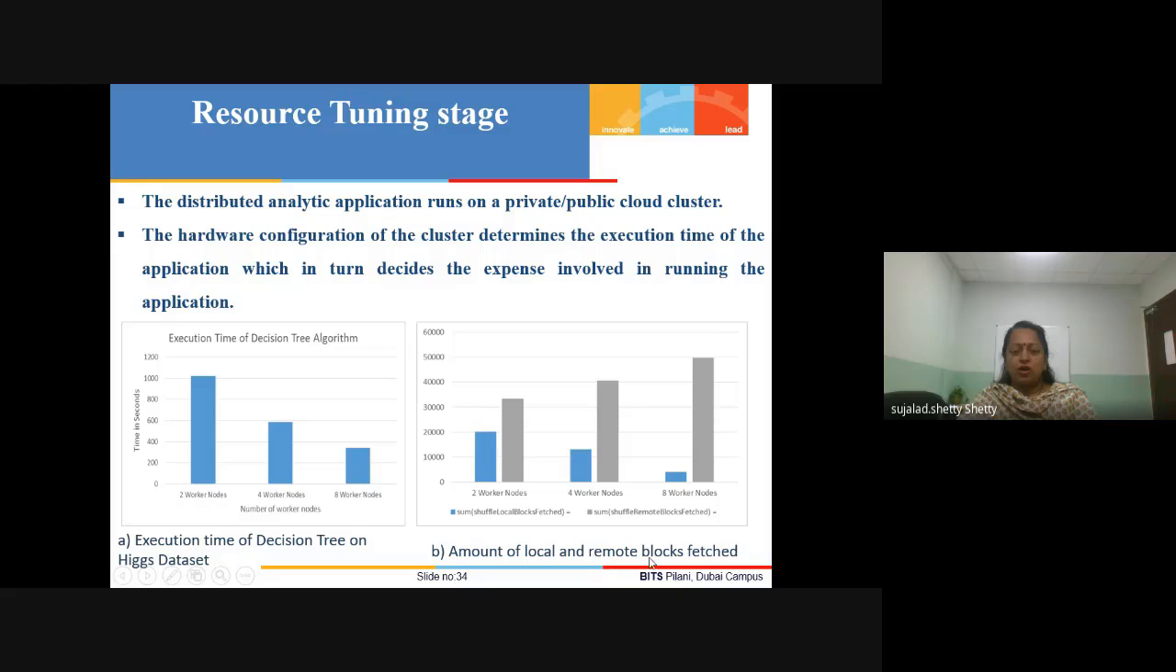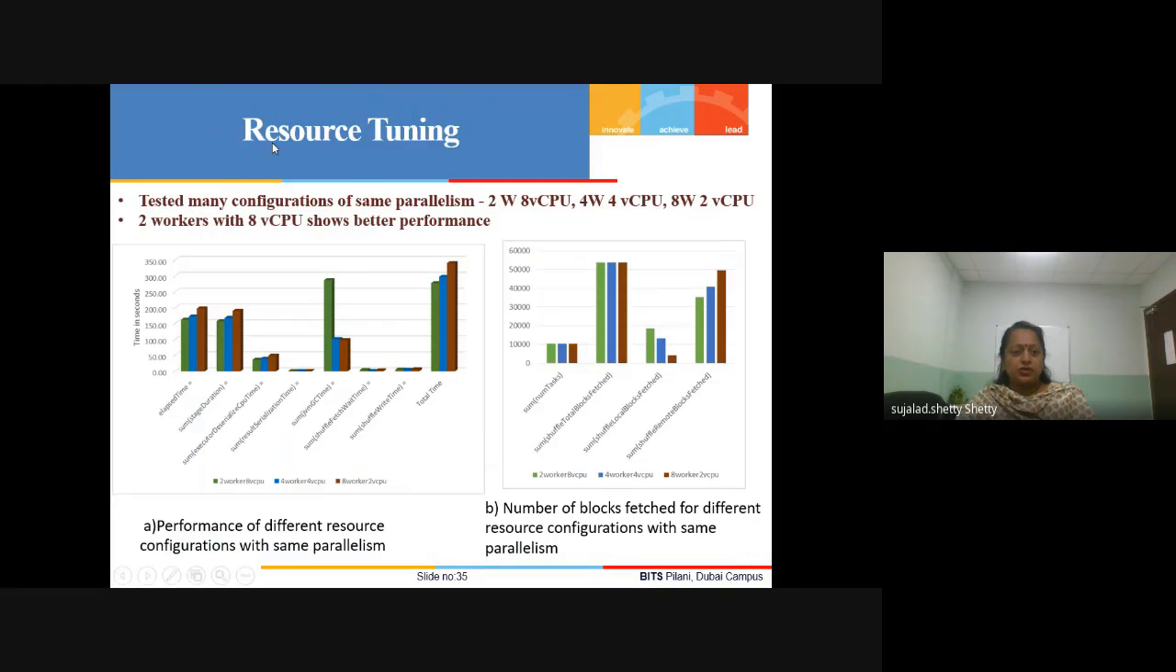This was the amount of local and remote blocks that was fetched. If you're looking at these, there are a lot of internal operations that happen. That is, between your worker nodes, the slave nodes, and the main node, the data is going to be transferred and calculations are done. So all this is calculated. Again, we tested it with different configurations.